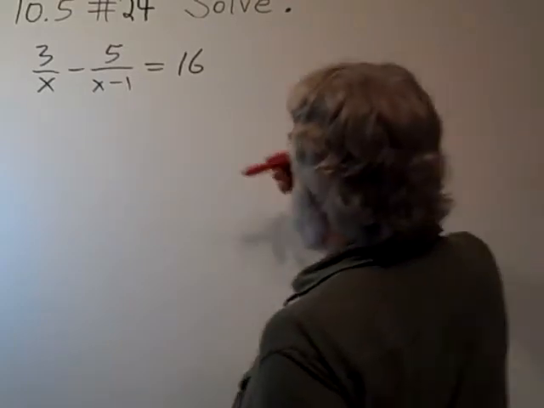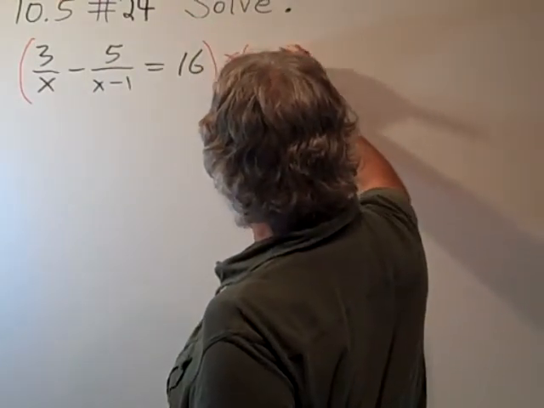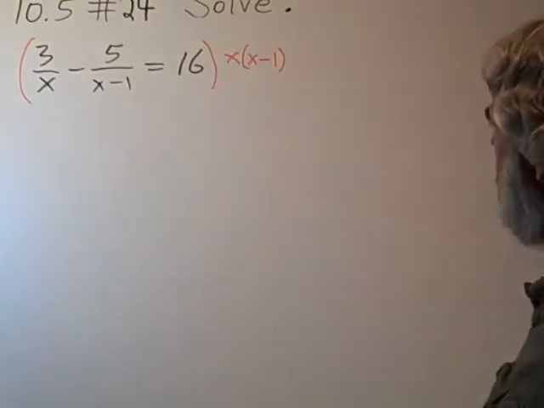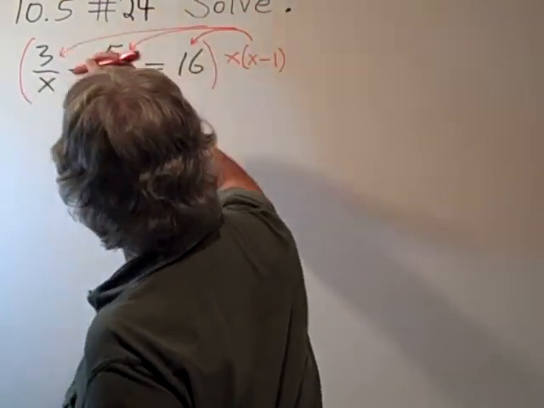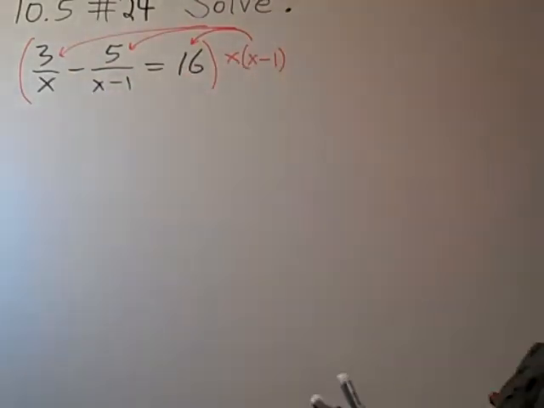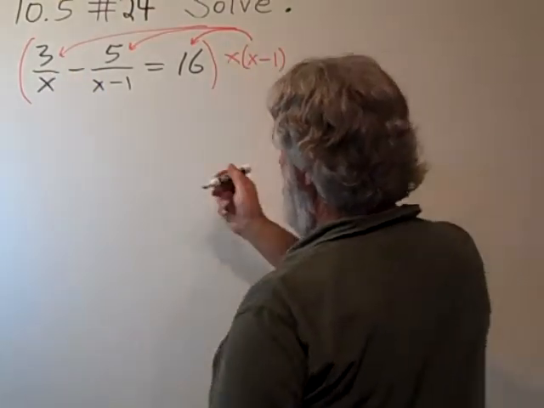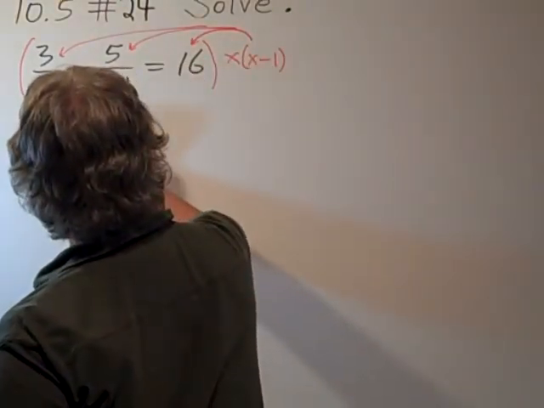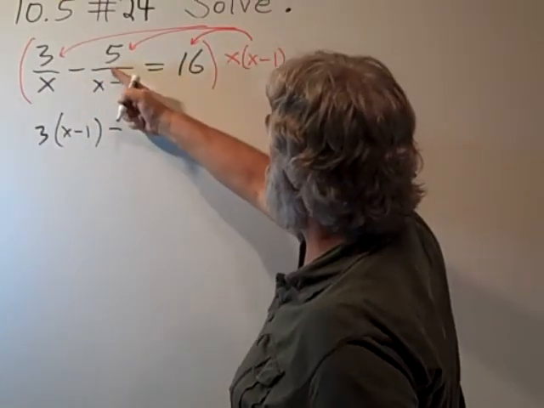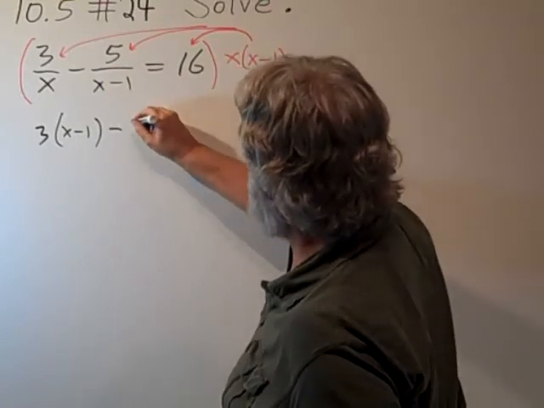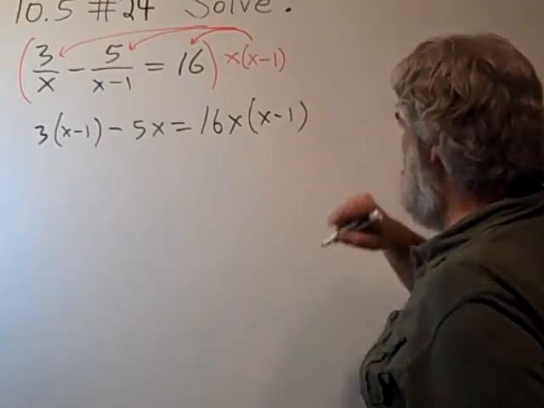Okay, let's get rid of the denominators by multiplying both sides times x and also times x minus 1. And this factor distributes to each term. And on the far left, the x's cancel, so we're left with 3 times x minus 1. Then the minus. And here the x minus 1's cancel, so you're left with minus 5x. And 16 times x minus 1 on the right side.